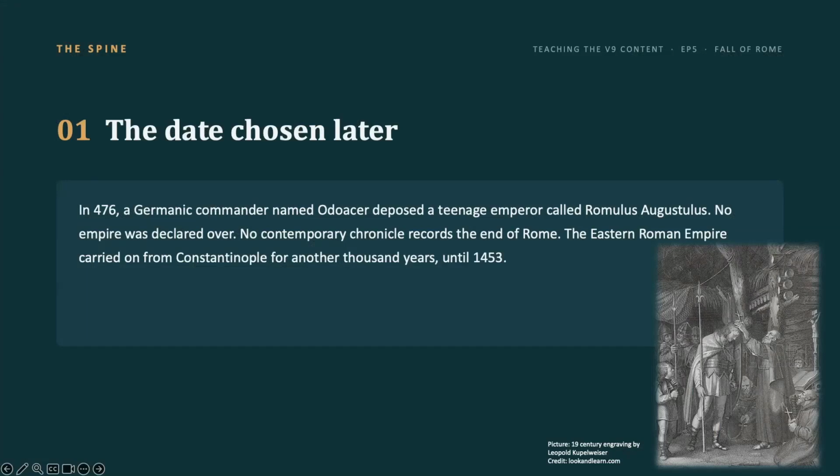In 476, a Germanic commander named Odoacer deposed a teenage emperor called Romulus Augustulus. No empire was declared over, no contemporary chronicle records the end of Rome, and the Eastern Roman Empire carried on from Constantinople for another 1,000 years until 1453. 476 became the fall of Rome because later writers chose it, not because anyone alive at the time marked it.